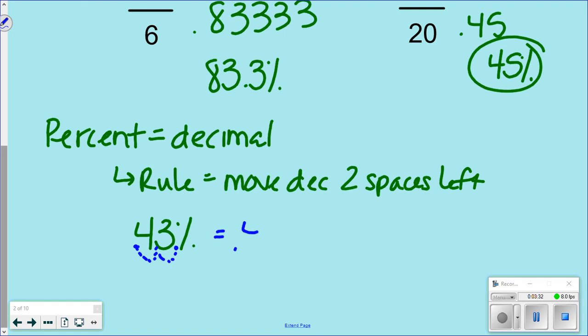This will be 0.43. Sometimes your percents will have a decimal already in them. So if you have 32.3%, just because it already has a decimal doesn't mean it's in decimal format. You still have to move that decimal to get rid of that percent sign. So 2 spaces would be 0.323.